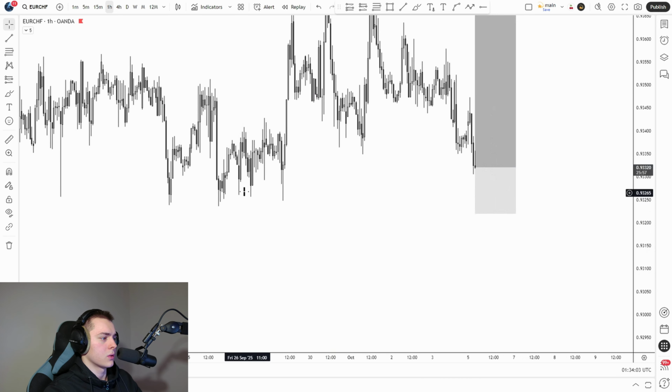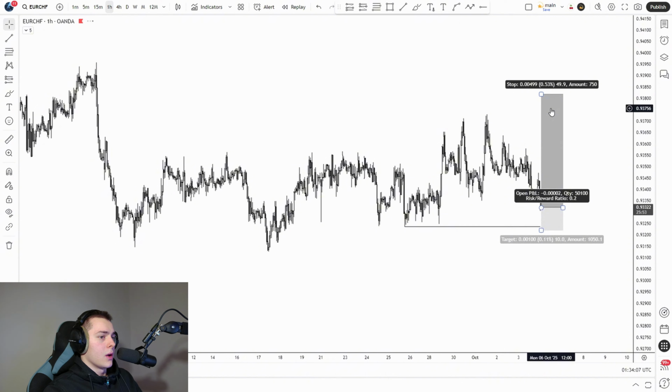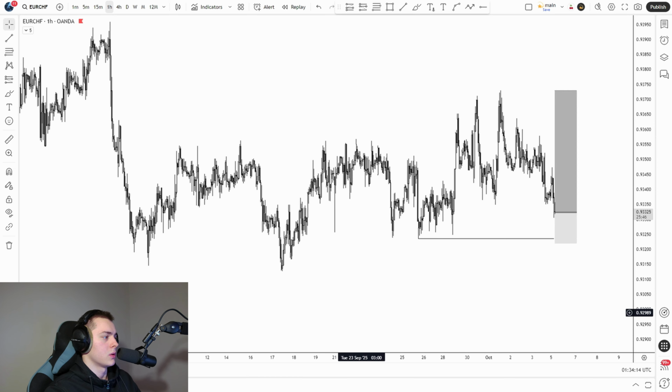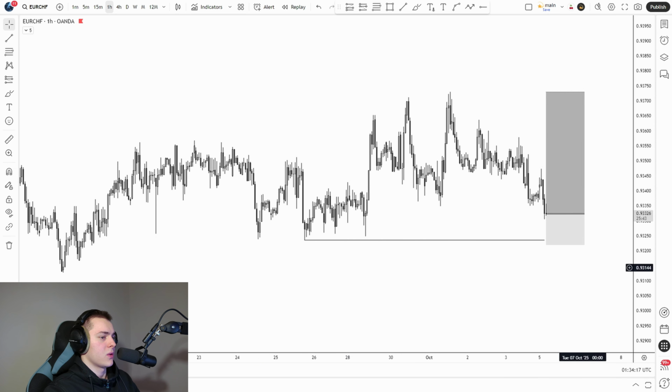We will trade onto those relative equal lows. Now your stop loss has to be above this high, and your take profit should be equaling to at least 0.2 risk reward, and that is basically the entire framework.